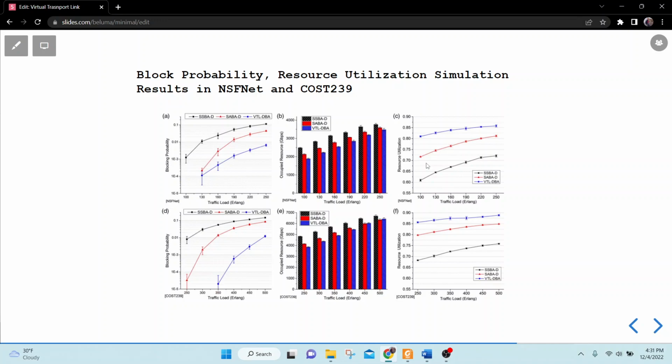The final result, simulation result 2, is the block probability and resource utilization simulation results based on these two topologies. You can see the block probability on these two topologies. VTL-DBA is better than the other two methods, and also in resource utilization, you can see the VTL-DBA method is the best among the three methods.